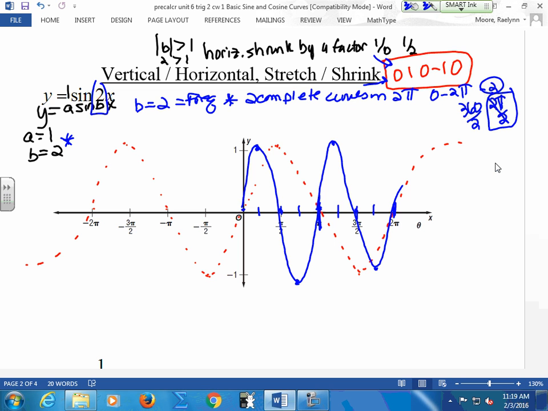Do I have 2 now? Don't I have 2 of those complete loops? Right? I have 2 in 2 pi. My period is pi. I didn't change my amplitude. So let's look at the shrink concept here. I did a horizontal shrink. I took my red sine curve and I compressed it. I shrunk it down.